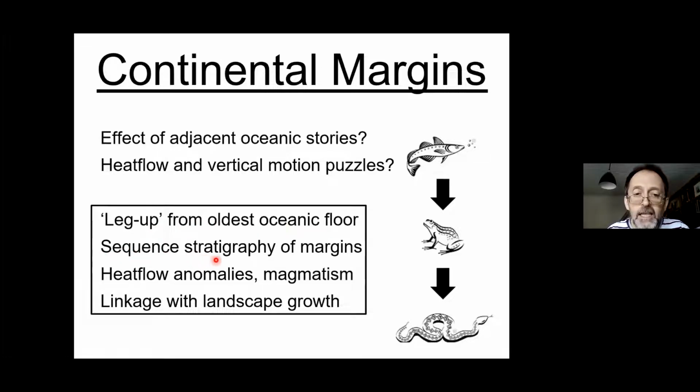We can see things in the sequence stratigraphy of the margins that links back to the anomalies on the old ocean floor. And then there are other things that I won't have time to talk about, such as heat flow anomalies, magmatism, and the link with fluvial landscape growth. But basically, in these 3 stories I'm going to tell you 3 different case histories. We're essentially going from the marine, we'll go sort of amphibious onto the margin, and then, of course, this leads us onto onshore as well.